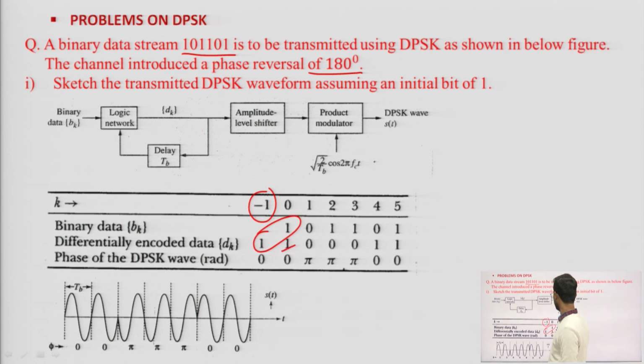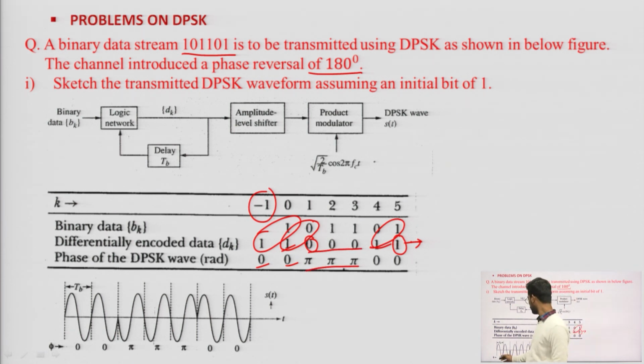For 1 1 0, it will produce 0; for the same bits it will come as 1. And the phase: for 1 it is 0 degree phase shift, for 0 it is pi, and for 0 again it is pi. Then here it is pi degree phase shift, and after that it goes from pi to 0 degree phase shift. So these are some basic problems.